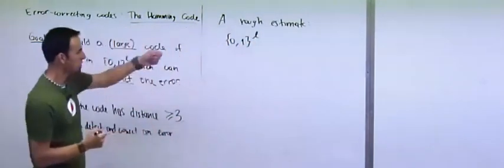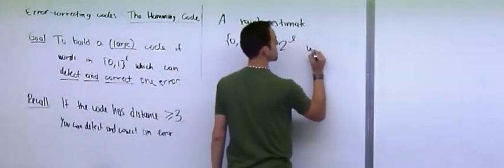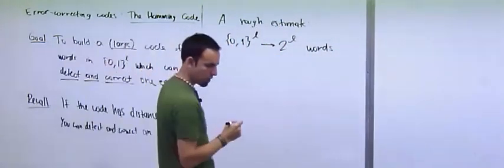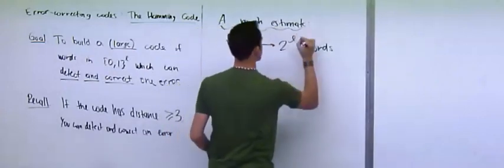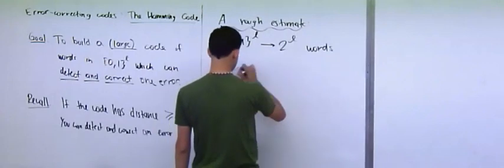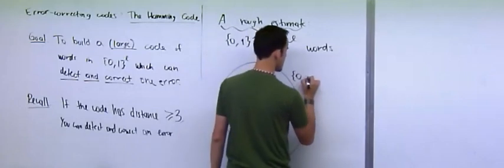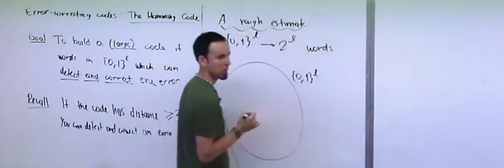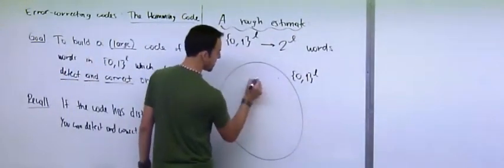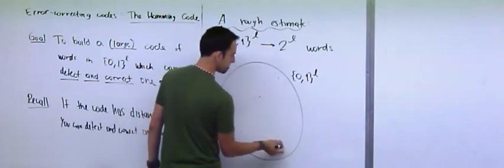Our words are 0, 1 words of length L. So there's 2 to the L words. Okay. Now, what I'm going to do is imagine that this is the set of words, 0, 1 to the L. Each word is represented by a dot. And I just imagine that I'm able to represent this in a circle.